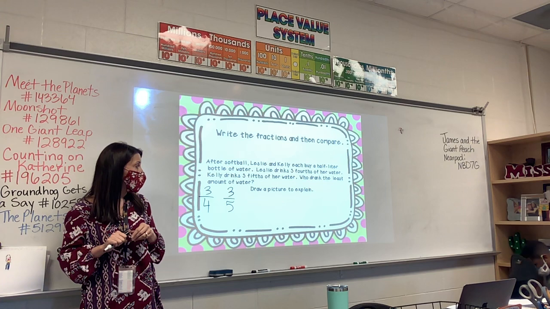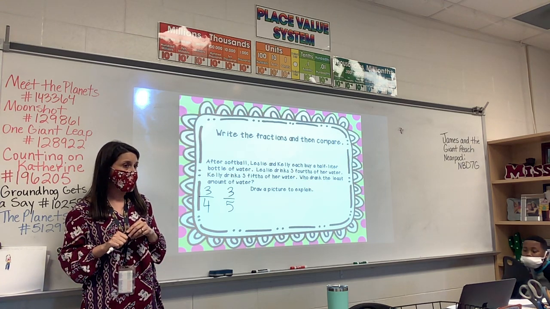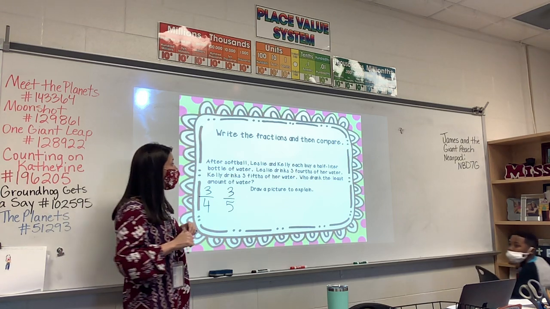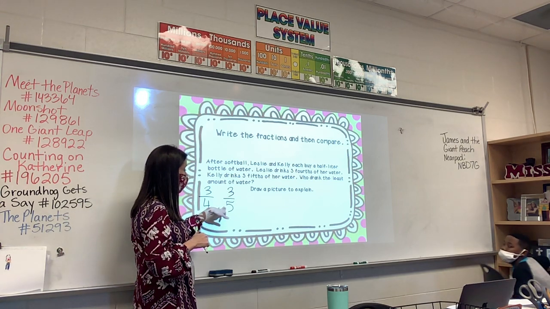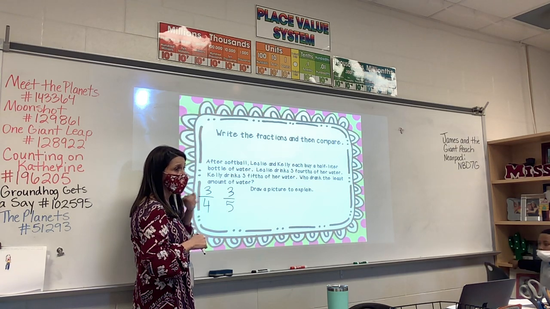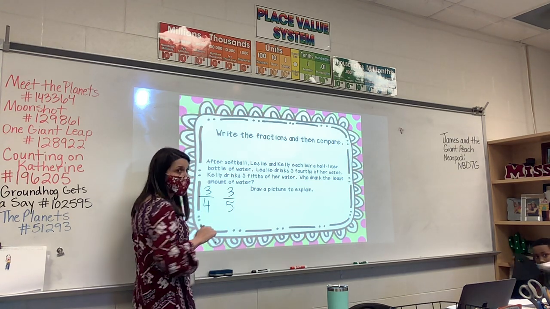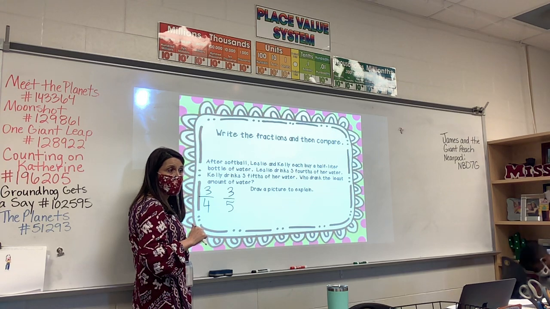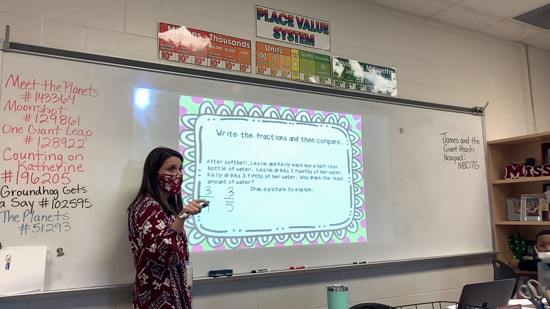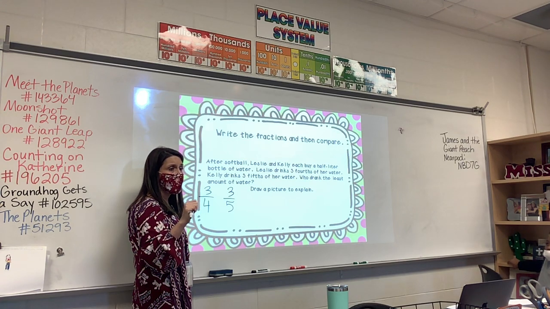Kelly drank less water. Yes, because 3/5 is the smaller fraction. Oh yeah, now I get it. If three times 5, you can see. Who doesn't get it? Who said they didn't get it?